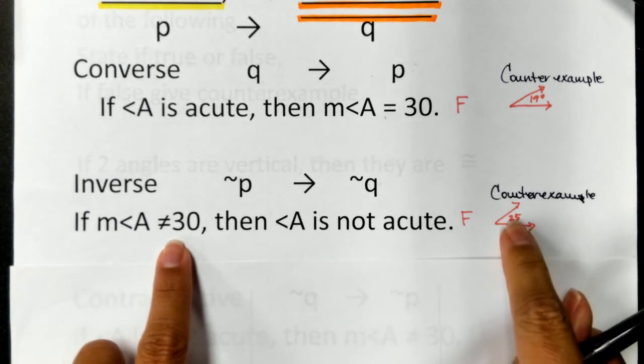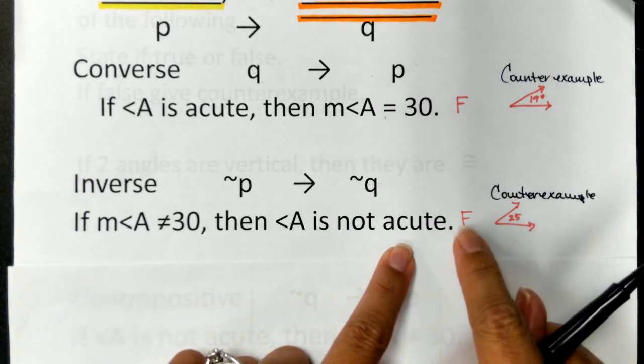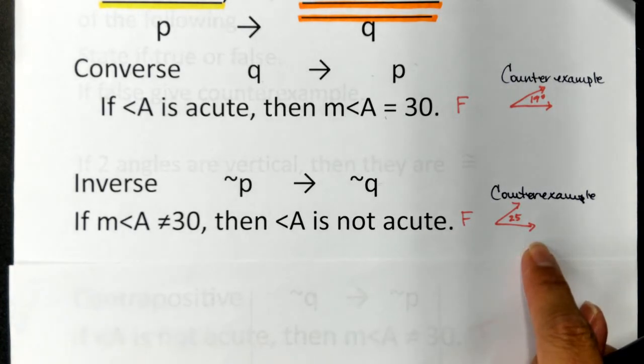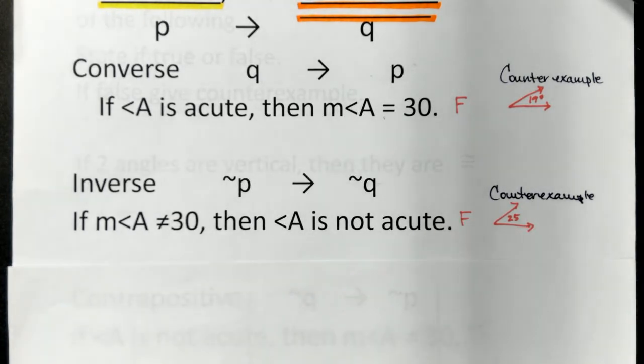He's not 30, but he is acute. That's why the statement is false. I have proven that you can have an acute angle that's not 30. This guy is 25 degrees. So we've done the converse, we've done the inverse.